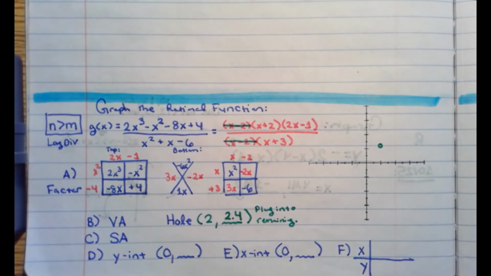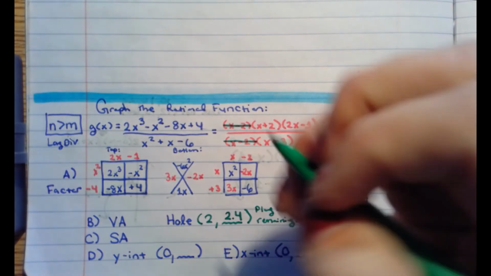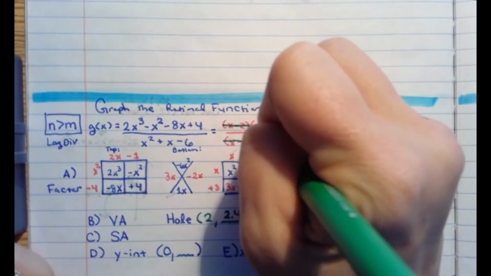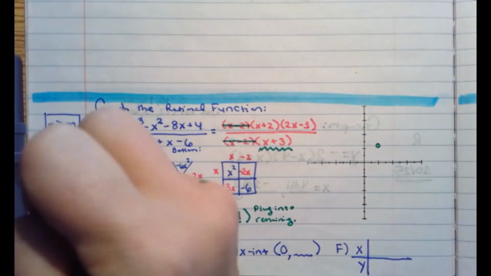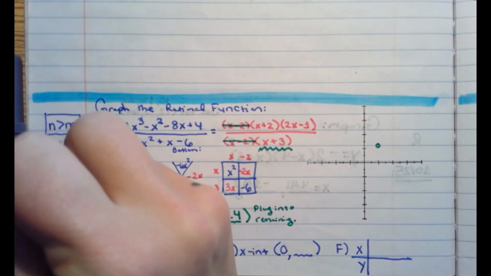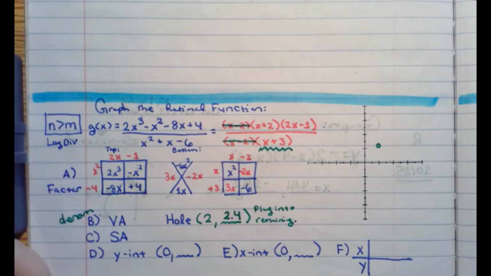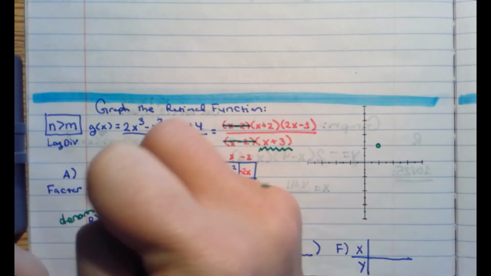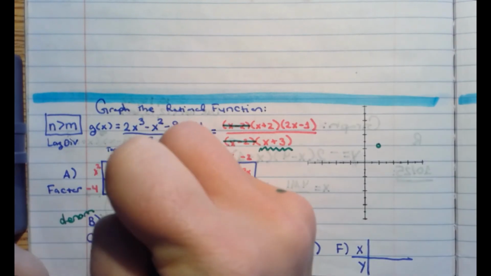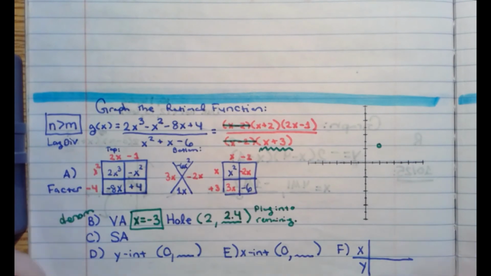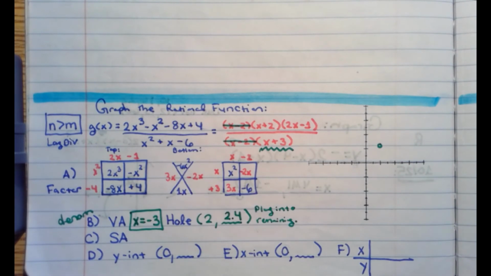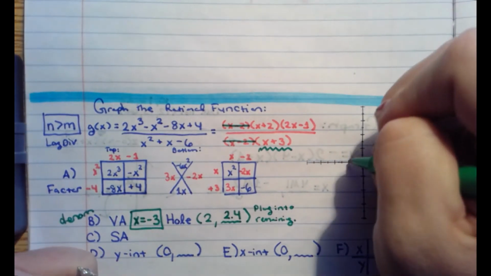Okay, next thing that I see is that we still have a denominator. So if we have a denominator, that means for us that this is our vertical asymptote. So again, the vertical asymptote always comes from the denominator. And I see that we cannot plug in -3. So let's go right now and go to -3. 1, 2, 3.